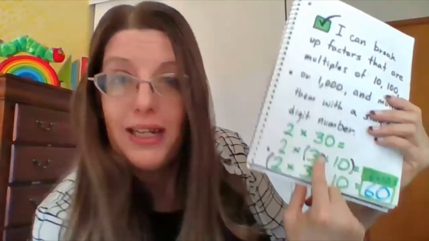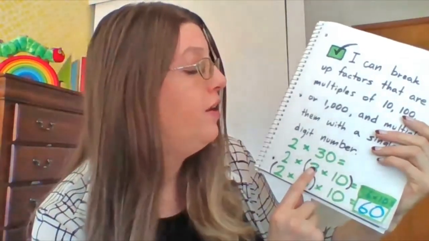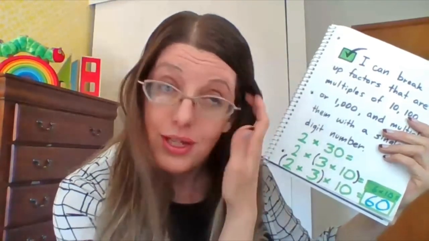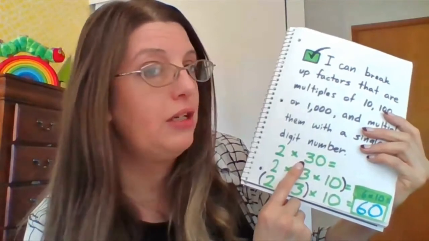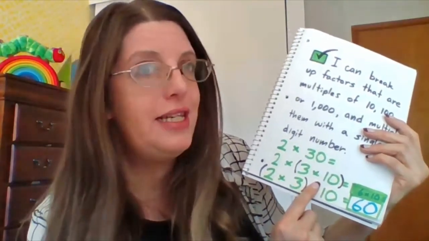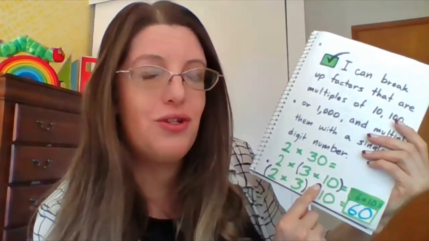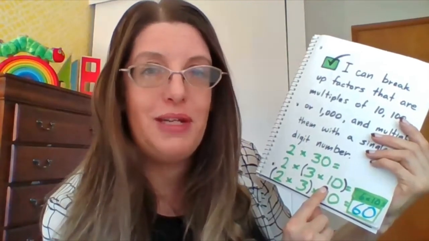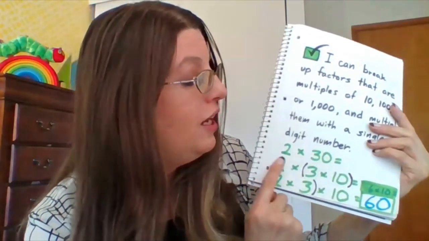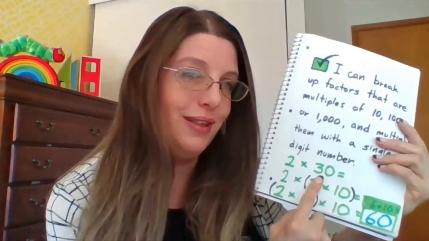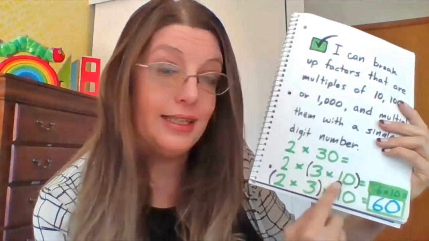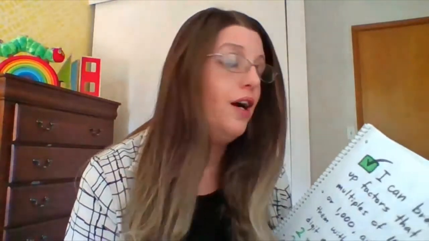We can do this because multiples of 10 or 100 or 1,000 are just 10 or 100 or 1,000 times a single digit number. That's easy math to do in your head because you're just putting zeros in the empty place values. If you can take a multiple of 10 or 100 or 1,000 and break it up like this, then you are learning our learning target and our success criteria. Let's try it one more time.